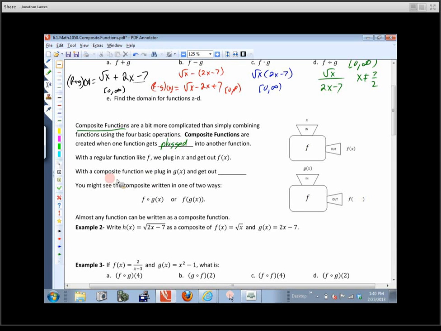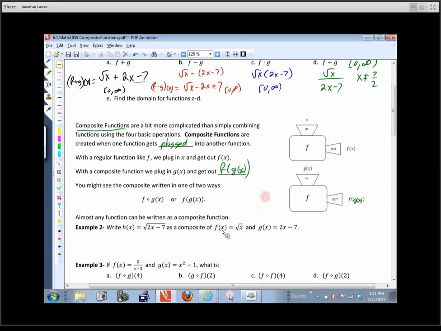So if we think about a composite function, we're going to put a function into another function, okay? So we're going to plug in g of x, so we're going to dump that in here, and what comes out is f of g of x. Notice that it's in the same place as the x was before. So what we get out is f of g of x.